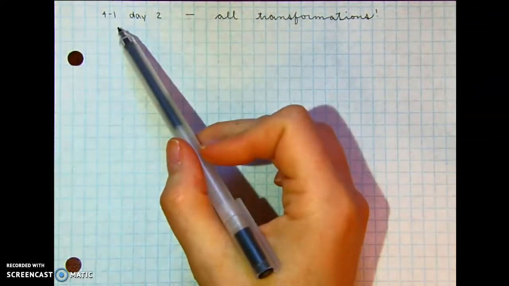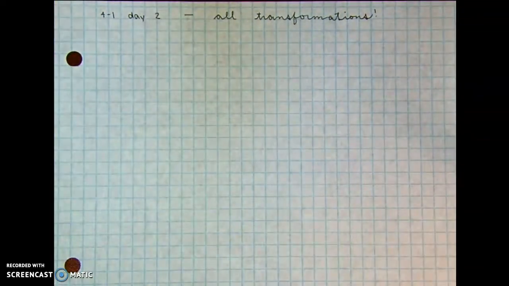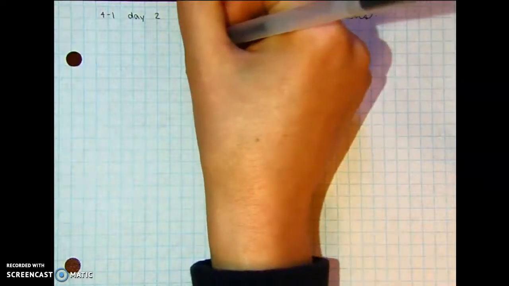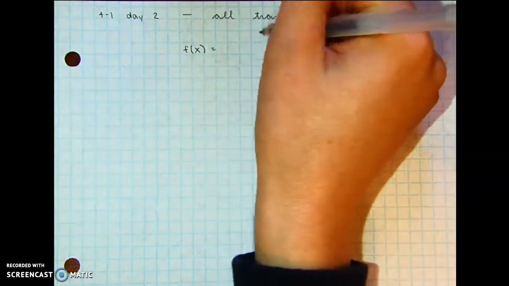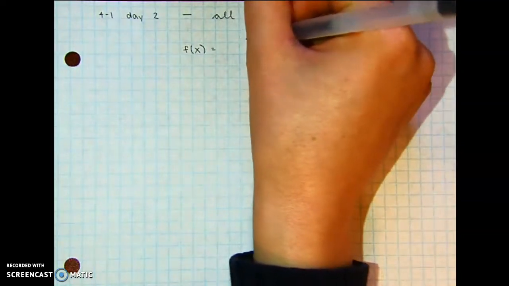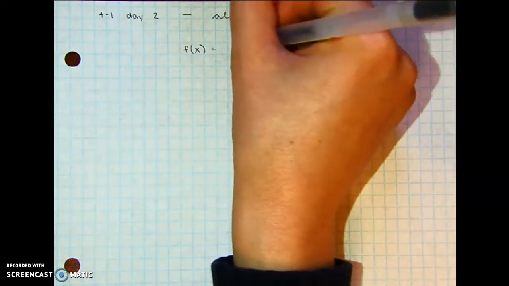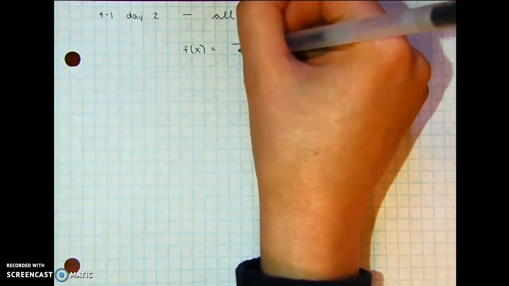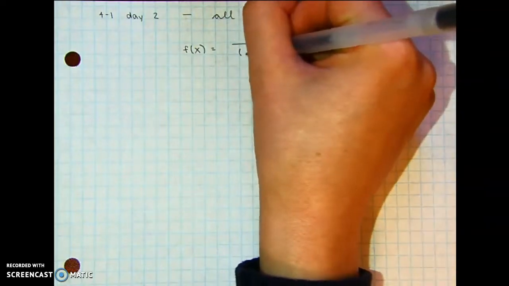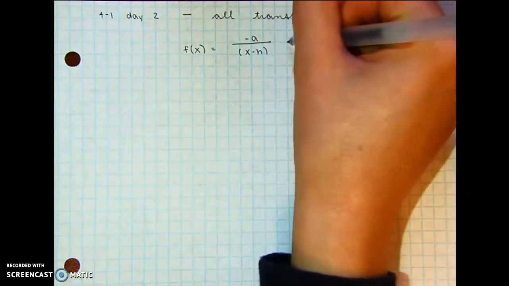Title of the notes, if you haven't already, for day 2, all transformations. So let's start with that generalized equation. Very similar to all the other functions we've learned, like absolute value and quadratic. So negative a over x minus h and then plus k.